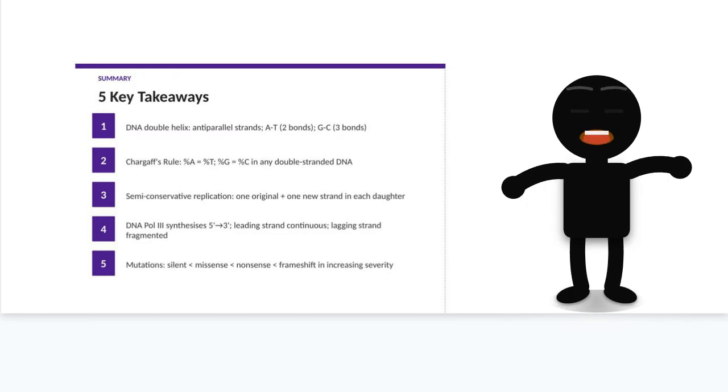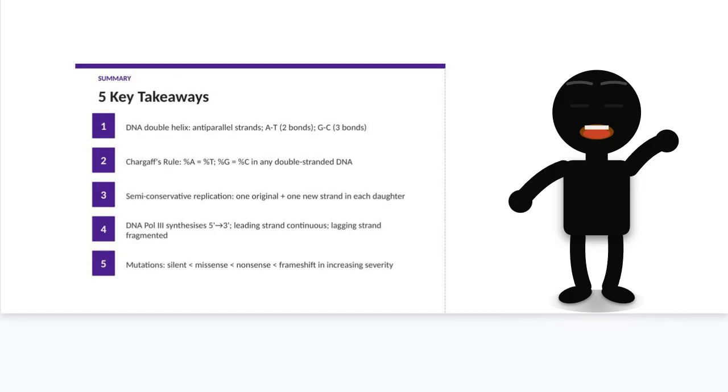In B005 we follow the information from DNA into protein, transcription and translation, the central dogma of molecular biology. See you there.